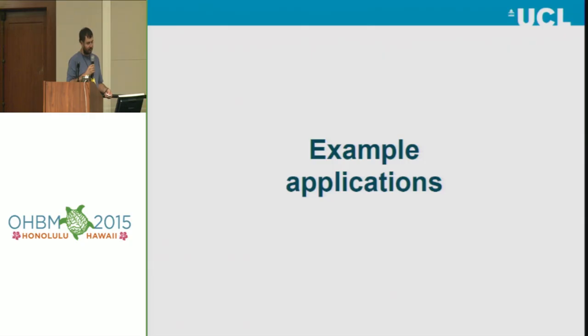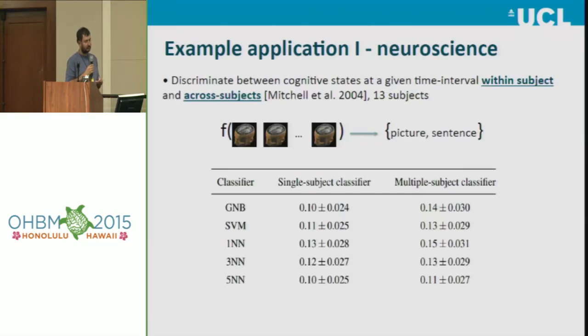So I've got a couple of example applications to show you. The first one is a neuroscience application. I think it's one of the earliest applications of machine learning to fMRI data. This is from a paper from Mitchell 2004.